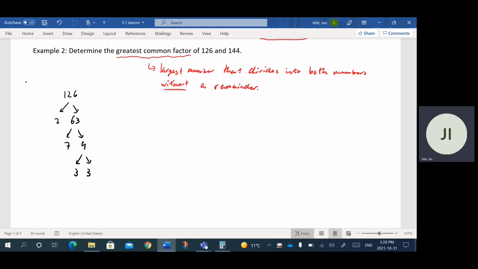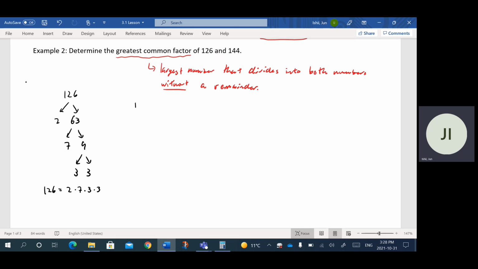All right, so for this first number here, 126, I'm going to write 126 is equal to 2 times 7 times 3 times 3, right? Or 3 squared.